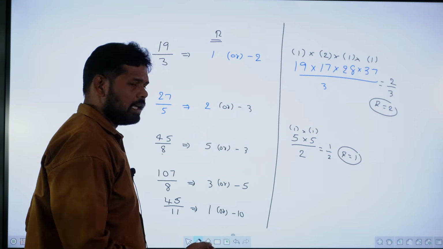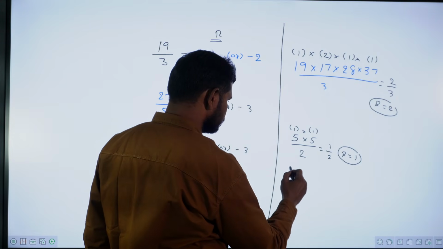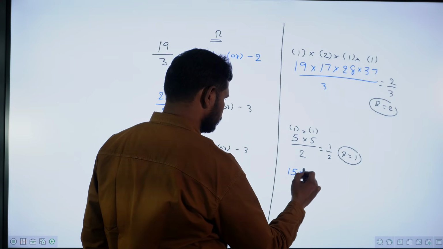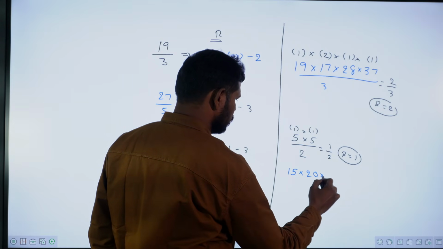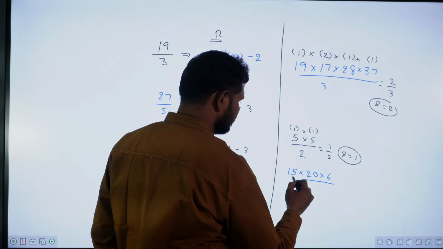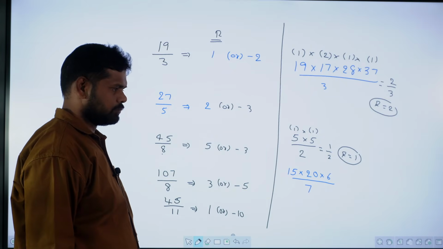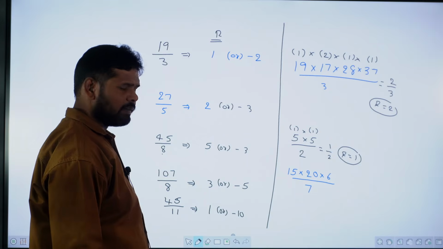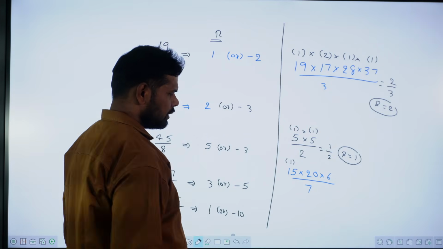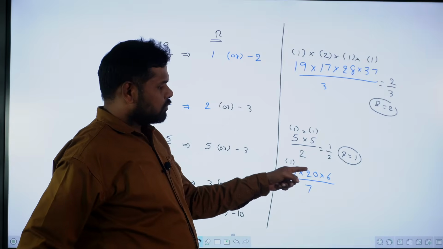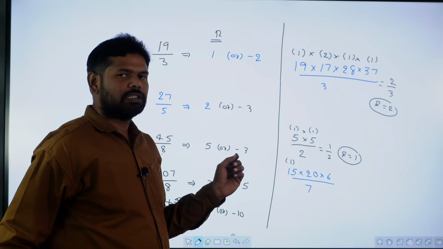Right. Similarly, observe one more. Suppose 15 into 20 into 6 is divided by 7. What is the remainder in this case? 7 twos are 14, so 15 minus 14 is 1. Here again, 7 twos are 14, remainder is 6. Like that also, it is always a multiple of 6.